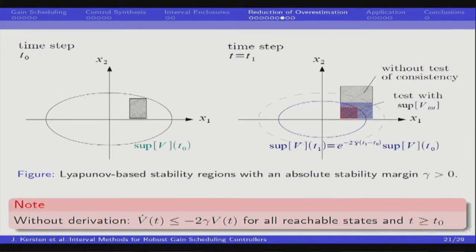The next time step, of course, our interval box blows up, and we have the black cross-hatched box, which is the non-reduced box, and then we have the blue box, which is reduced by the first Lyapunov equation. But of course, this is now our next step. So we have an even smaller Lyapunov equation, which reduces our overestimation further.